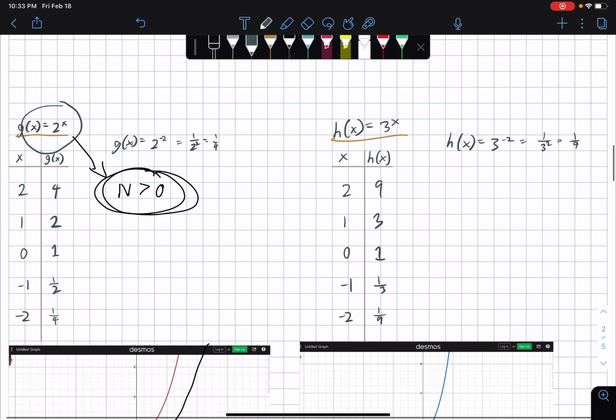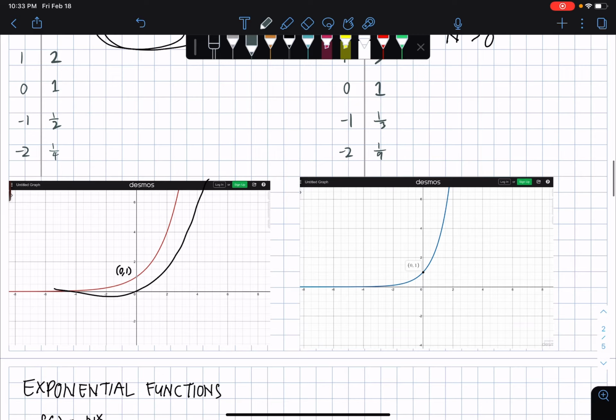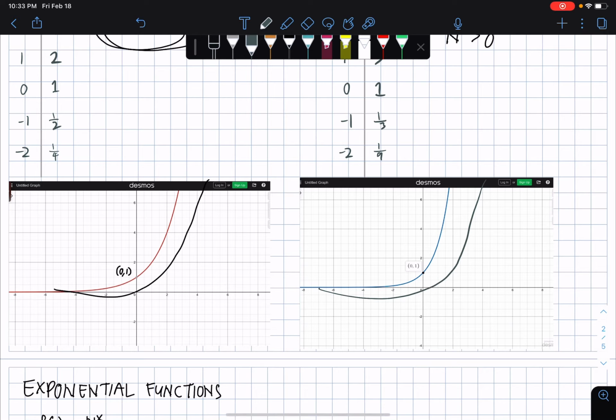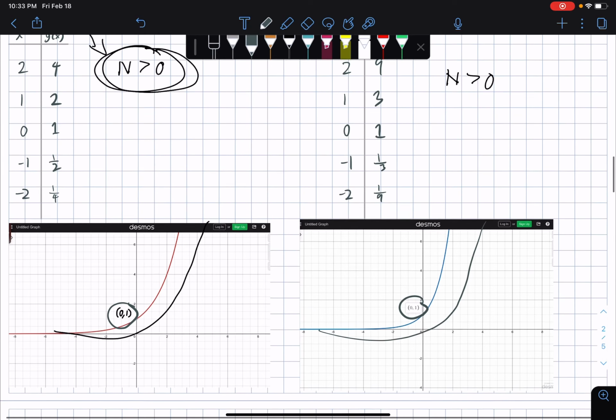Still, this example follows the general rule that the base is greater than 0, because the base is 3. 3 is greater than 0. Therefore, we have this graph. As you may have observed, both of these graphs intersect the y-axis. It will always be (0, 1), under normal circumstances.